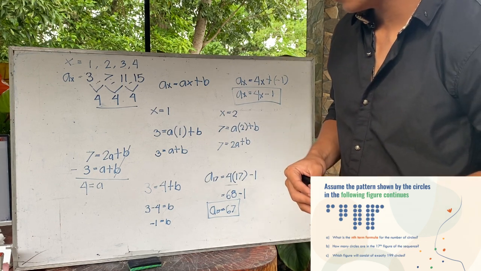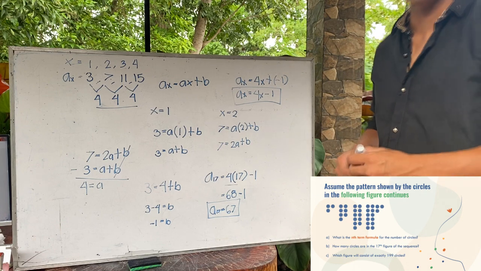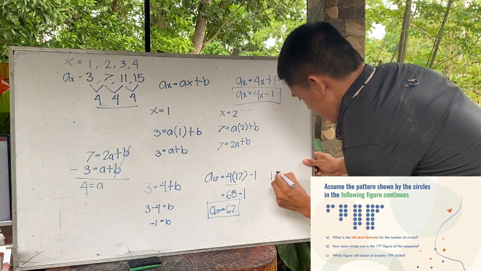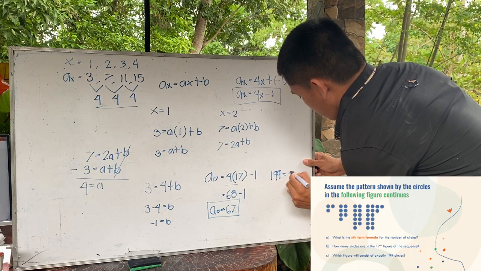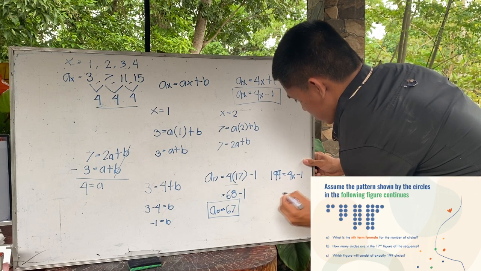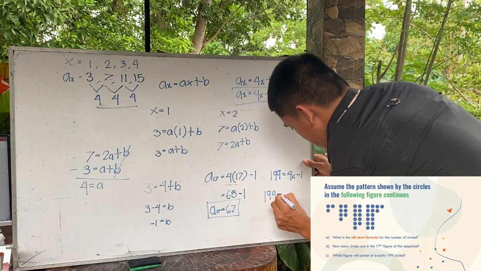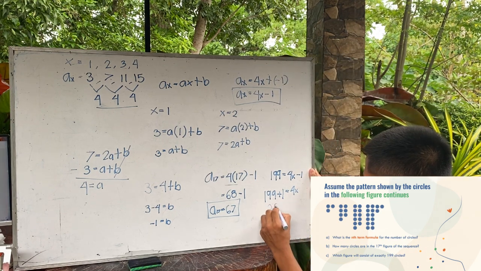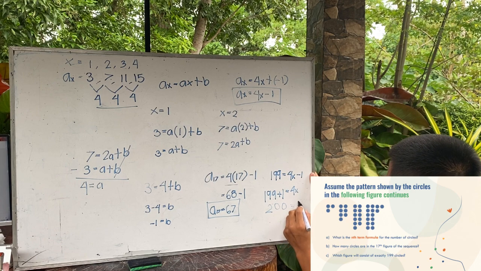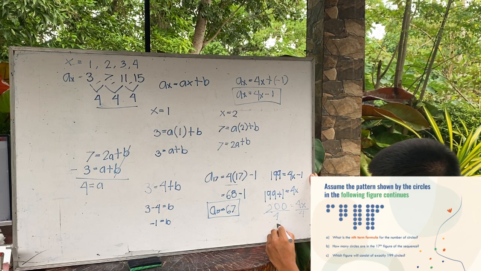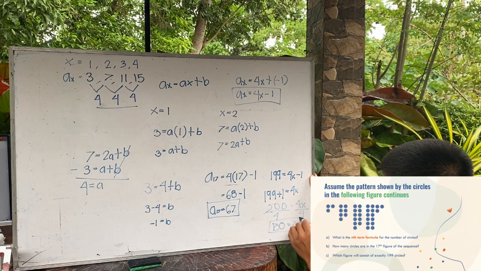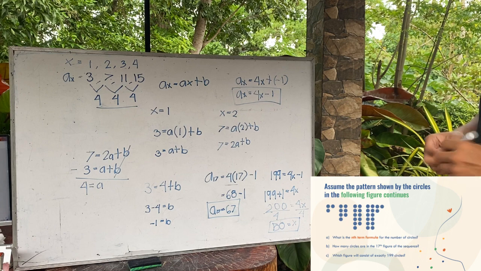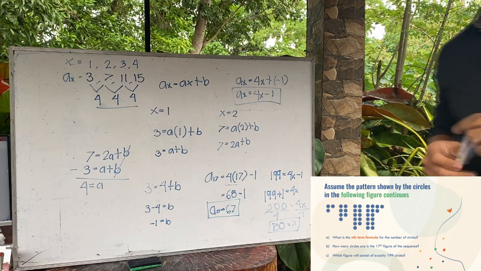Now to answer the next question, which is which figure will consist of exactly 199 circles? 199 equals 4x minus 1. Transposing, 199 plus 1 equals 4x. Then this will become 200 equals 4x. Divide both sides by 4. We shall get 50 equals x. So in the 50th figure, there will be 199 circles. That's all.